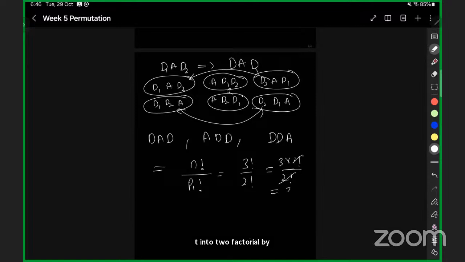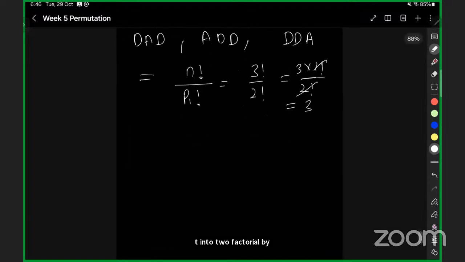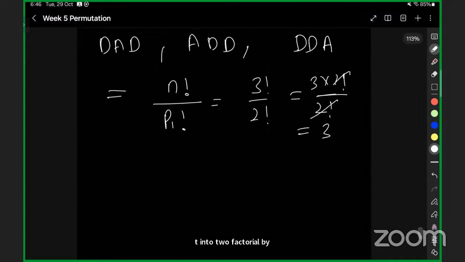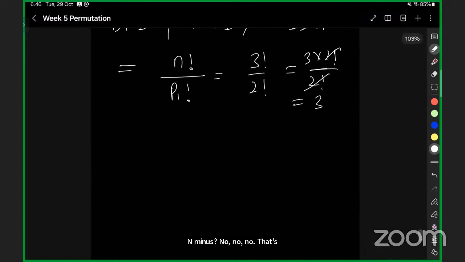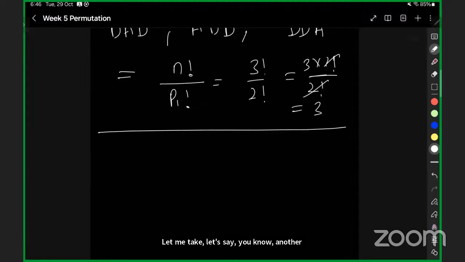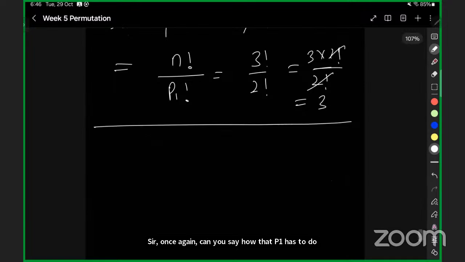Sir, can't we tell the formula like n factorial by n minus 1 factorial? No, that's not the formula. So let me take, let's say, another. Sir, 1 second, can I say how that P1 has to? Okay. So give me a minute.